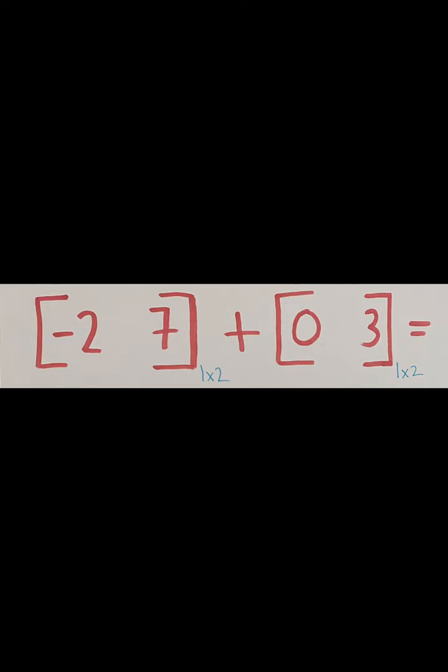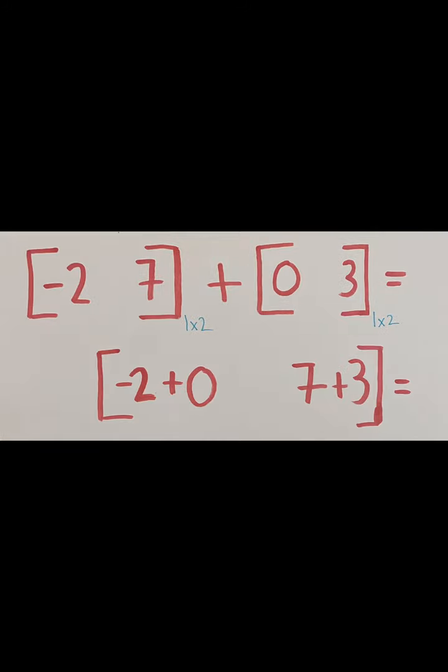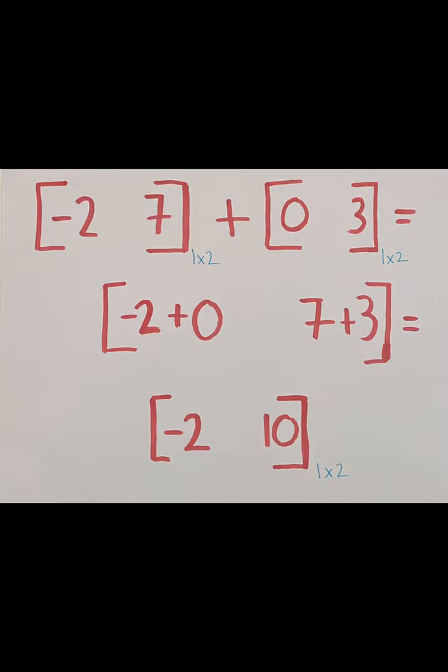We'll add the first entry of the first matrix, which is -2, with the first entry of the second matrix, which is 0. Then we'll add the second entry of the first matrix, which is 7, and the second entry of the second matrix, which is 3. -2 plus 0 equals -2, and 7 plus 3 equals 10. Now try solving this example, and I'll give you some time to solve.